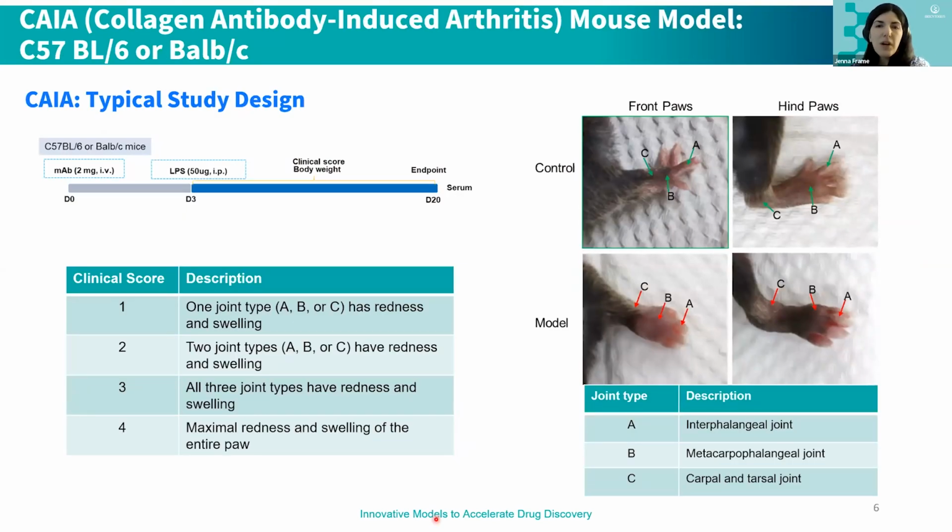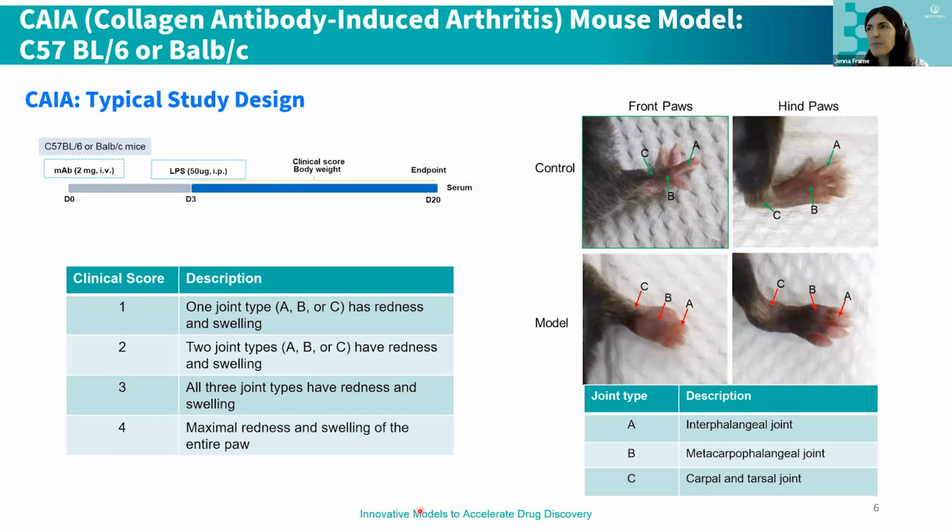One method for inducing rheumatoid arthritis-like symptoms in mice is by injecting antibodies that recognize collagen directly. In this model called collagen antibody-induced arthritis, after the antibodies are injected, and then after 3 days, there's a stimulation with LPS injection, followed by continuous monitoring of the animals until the experimental endpoint, which in this case is 20 days.